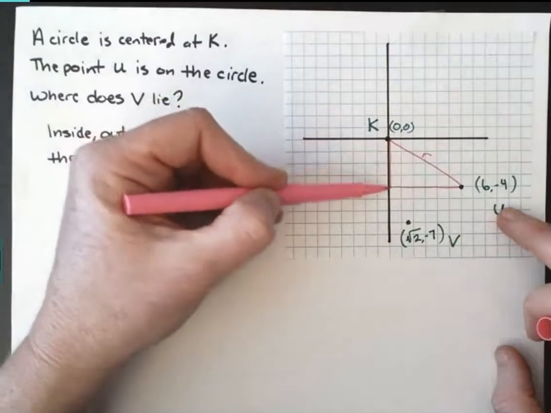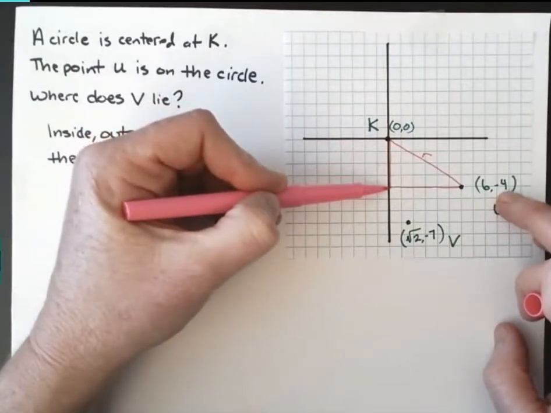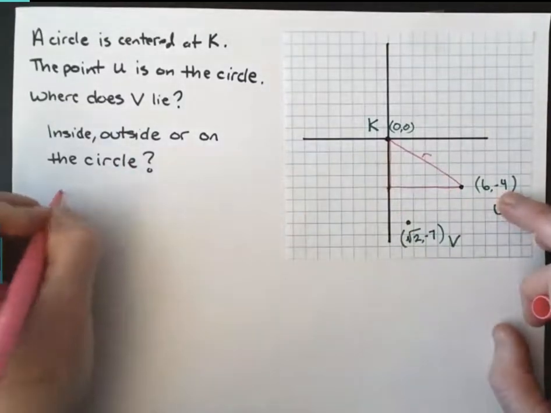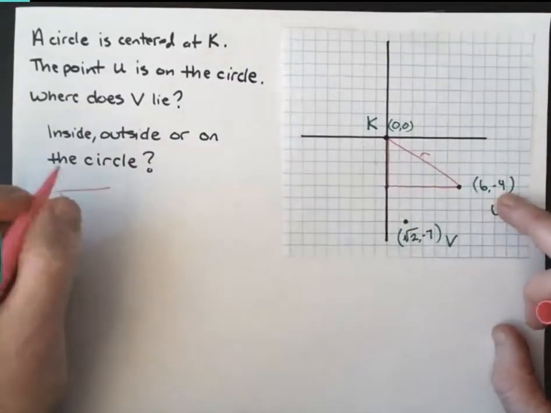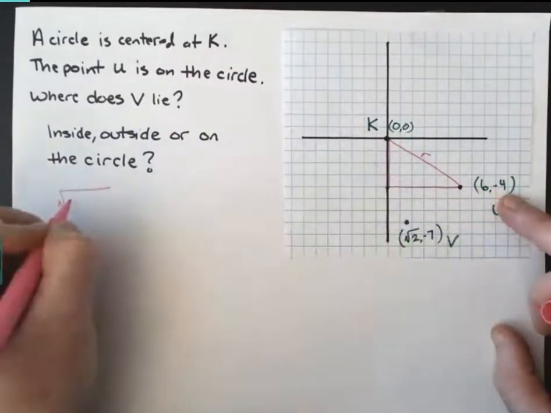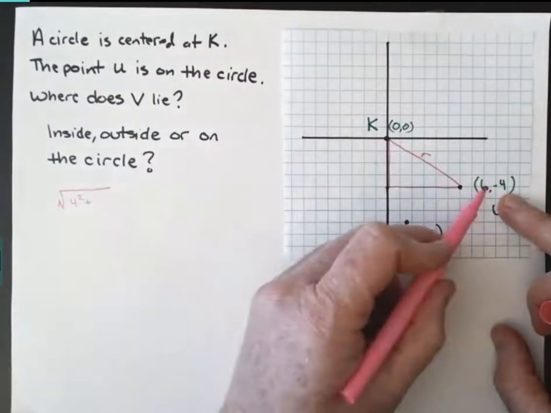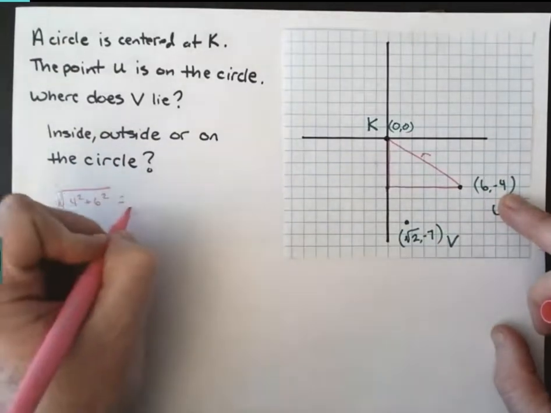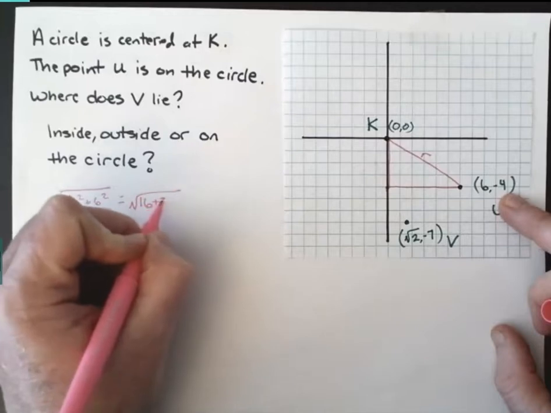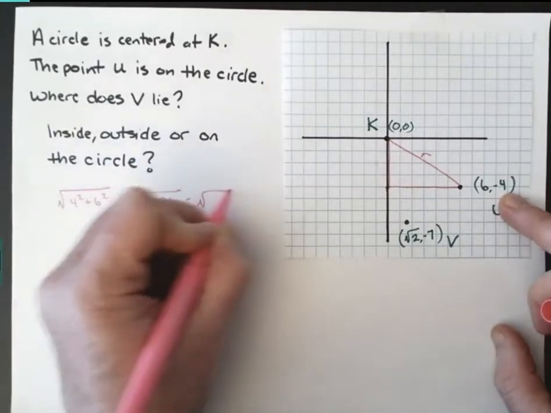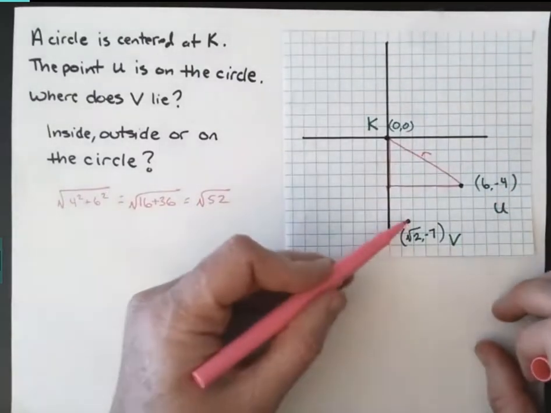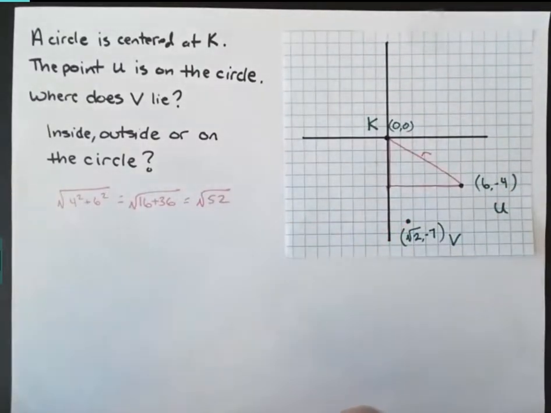So to go from here to here, I went down 4 units, right? And to go from here to here, I went over 6 units. So distance formula says I'm going to take from -4 to 0, that's 4 units. 6 to 0, that's 6 units. We're going to take the square root of that. 16 plus 36, which is the square root of 52. We're going to leave that like that for right now. Now I need to know what that distance is. I want to know if that's more or less than the radius of that circle.